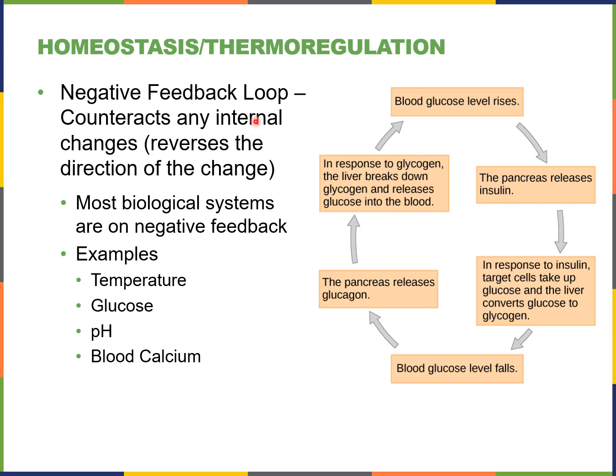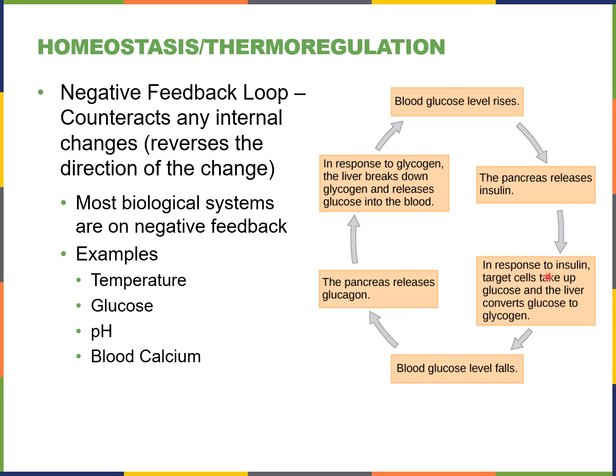Most homeostasis and thermoregulation has what's called a negative feedback loop. So this is something that's counteracting any internal changes. It's reversing the direction of that change. And in all cases, this is really a good thing, right? So say you eat something and your blood glucose level is going to rise. We don't want our blood glucose level to stay higher than it should be. So our pancreas then will release some insulin.